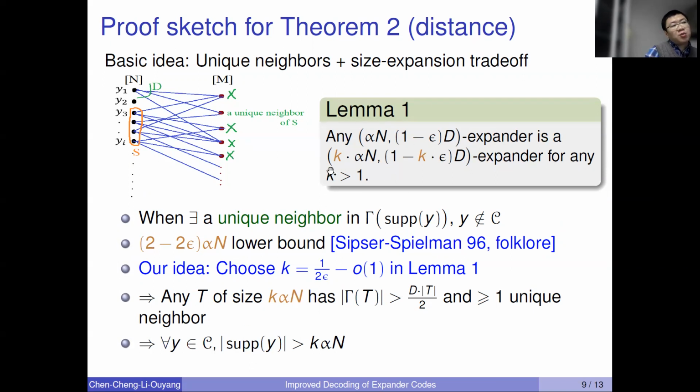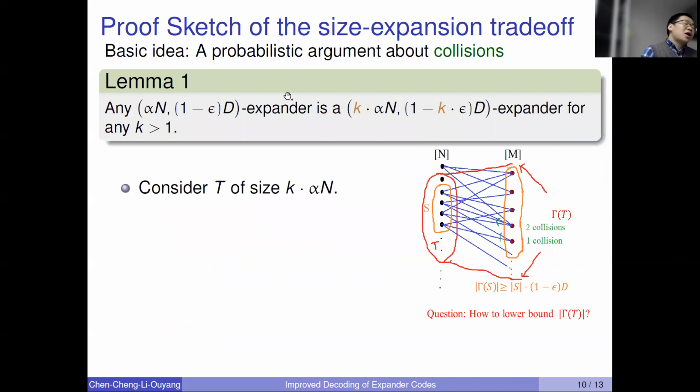So this is the proof sketch of theorem 2. So you can see that lemma 1 is crucial in this proof. So then let me tell you the proof of lemma 1 about the size and expansion trade-off. The basic idea is to apply a probabilistic argument about collisions. Okay. So, let me reformulate lemma 1.